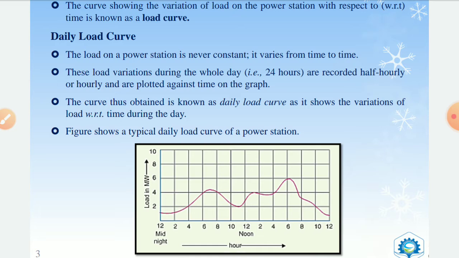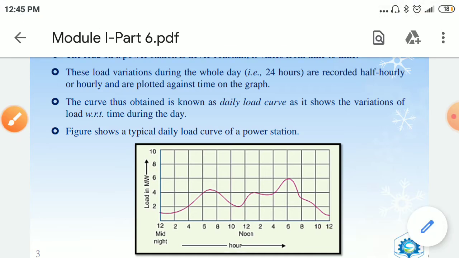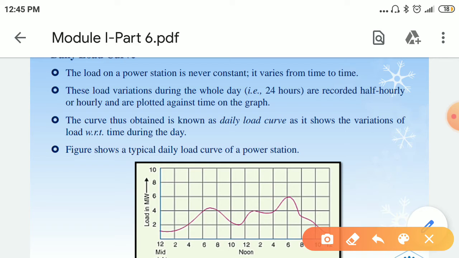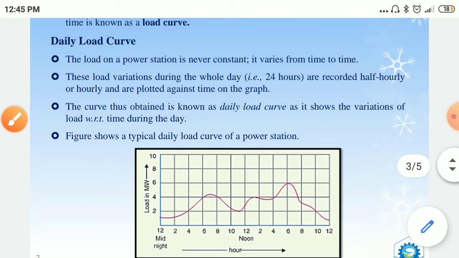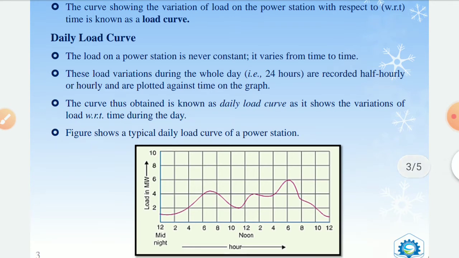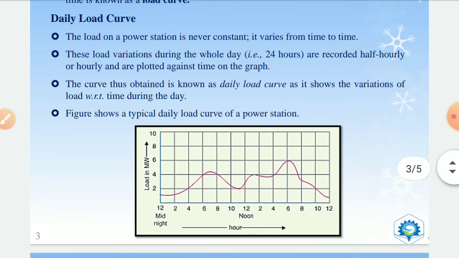We know that the load on a generating station or a power station never becomes constant. It always varies from time to time. If you are making a plot, a graph of this load variation over the whole day, recorded at proper equal time intervals, then we can call it a load curve. This is known as a daily load curve if we are plotting it on a daily basis, hourly or half hourly. Like that, if we are plotting the load with respect to time on a graph, then it can be called a daily load curve.